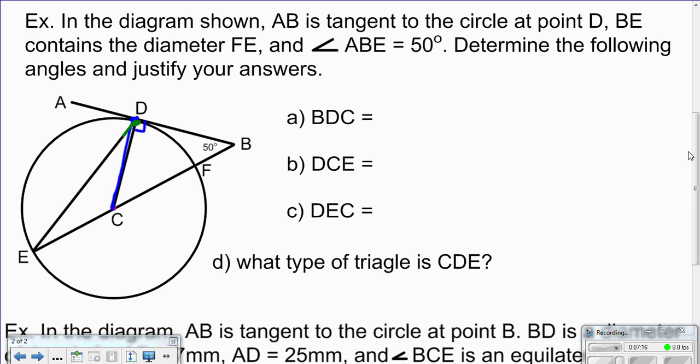So in the diagram it says AB is a tangent at point D, so D is the point of tangency. BE contains a diameter line of FE, and angle ABE is 50 degrees. So angle ABE, so that means starting at A and going to B and ending at E is 50 degrees. So then we need to find the missing side lengths. Okay. Oh, pardon me, missing angles.